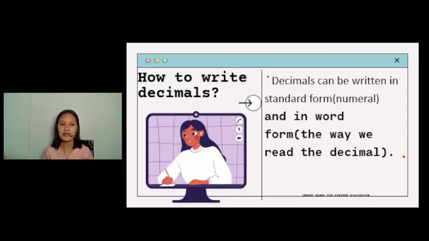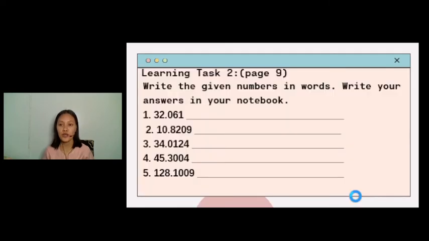So, how to write decimals? Again, this is what I mentioned in our examples. Decimals can be written in standard form. When we say standard form, it is in numerals, written in numbers. And then, we may also write it in words, corresponding to the way we read the decimal. How we read it is also how we write it in word form. So, for your activity in this part, kindly open your module on page 9, answer learning task 2. Write the given numbers in words, and write your answer in your notebook.